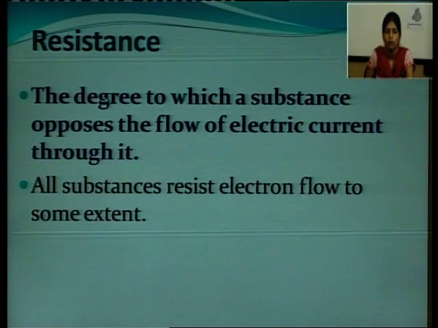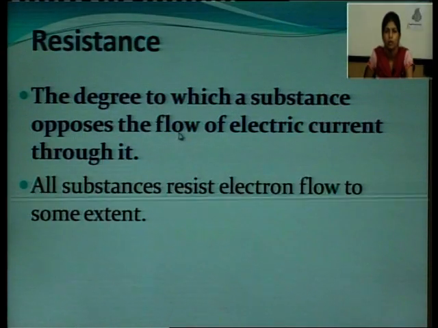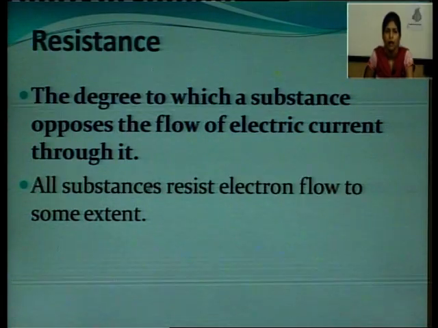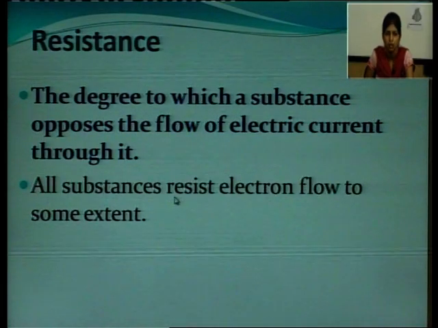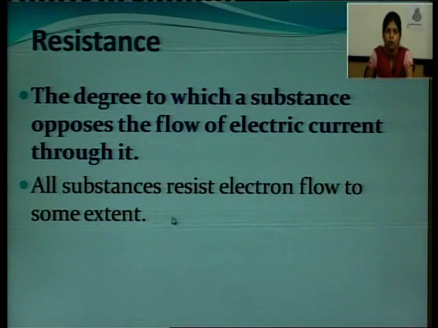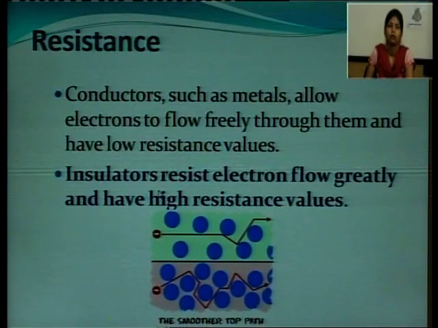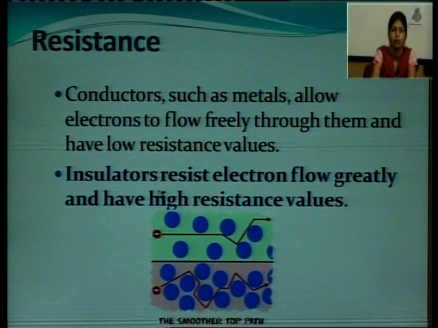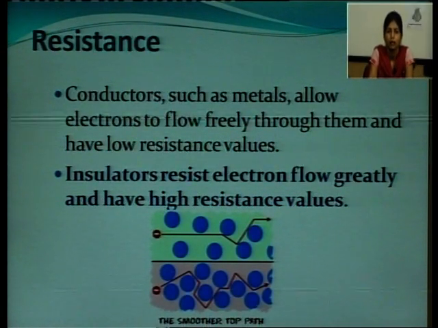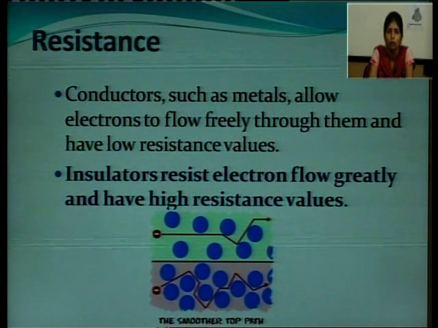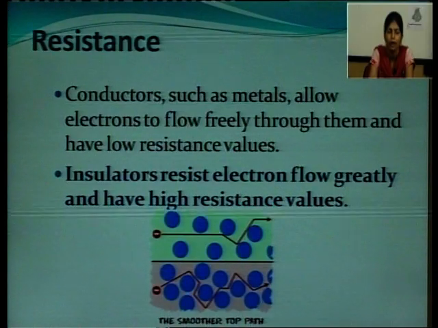The next is the resistance. The degree to which a substance opposes the flow of electric current through it is known as resistance, and all substances resist electron flow to some extent. Now for the conductors, metals allow the electrons to flow freely through them and have very low resistance values.